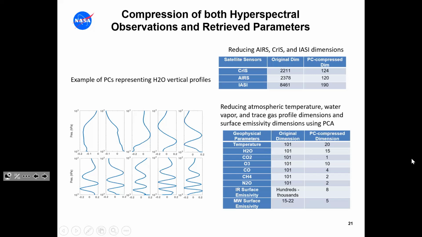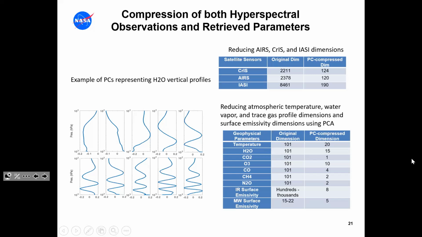So we follow the same principle. We compress these retrieved parameters into the principal component domain, so you can see we reduce the dimensionality dramatically. The number of eigenvectors or PCs we choose depends on the information content. For example, we don't have a lot of information for NO2, N2O, methane and CO, so we have far fewer eigenvectors. And this number can be changed depending on the instrument. I can change this number up and down depending on the information content.